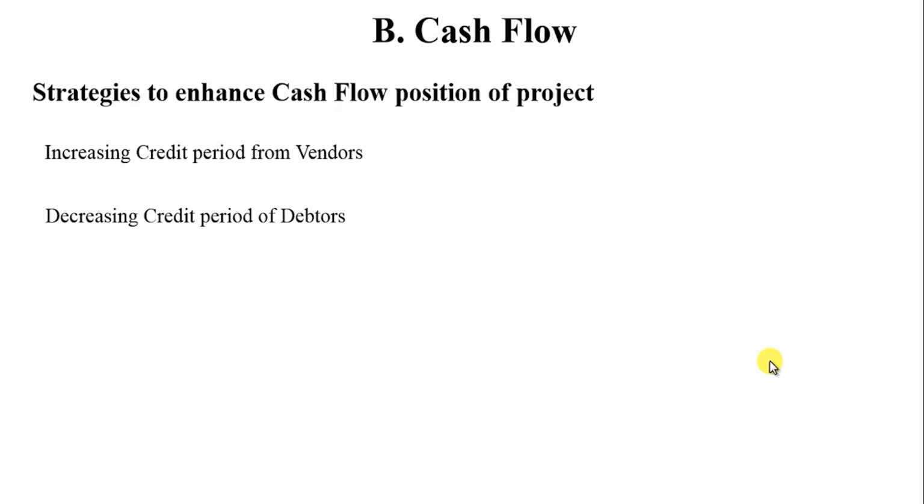Next is decreasing the credit period of the debtors. Now here you need to do exactly the opposite of what you are doing for your creditors. Negotiate with the debtors, show them the benefits which your project is giving them, the benefit which the goods are going to give them, and negotiate the credit period down. Supposedly if you have an existing credit period of 90 days, try to get it down to 60 days or even better, 30 days. That's how you negotiate and get more.